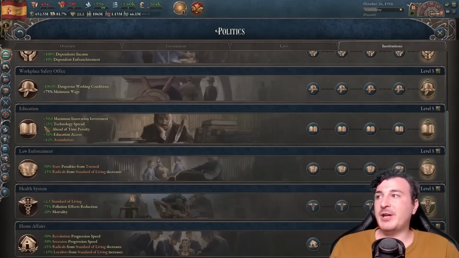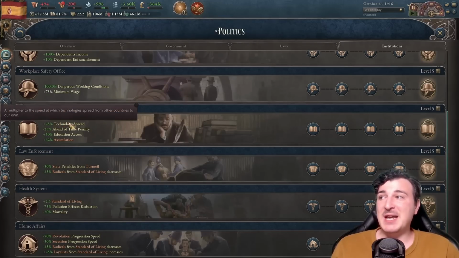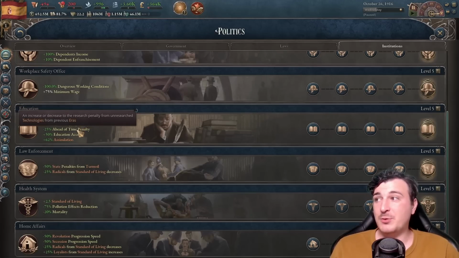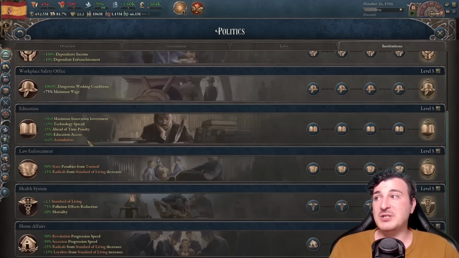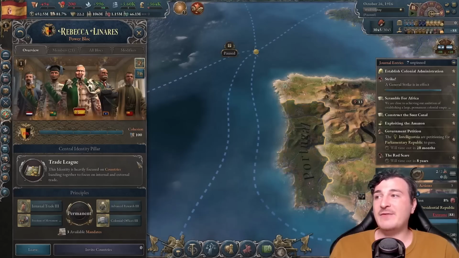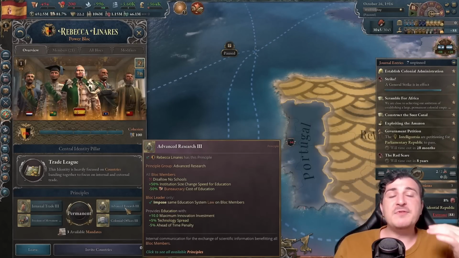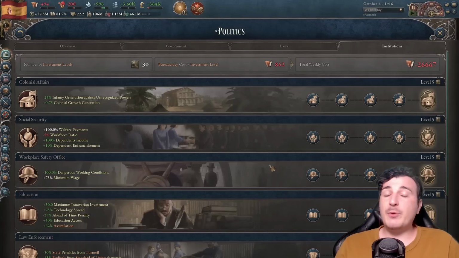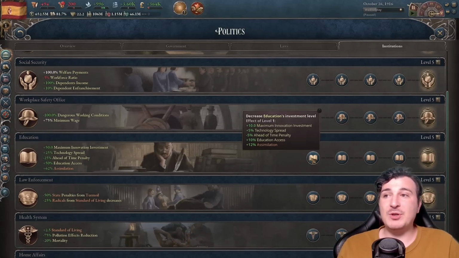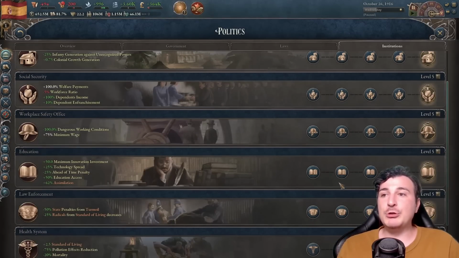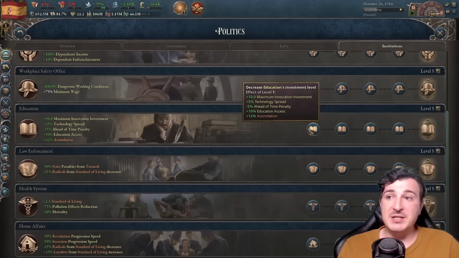I want you to take a close look at education here. We also get 50% maximum innovation investment, 25% in technology spread, and minus 25 ahead of time penalty for technology as well. Why is that? Well, that's because we have the power block with the advanced research principle. This improves our institution. So if we were to have this principle but our education was level 1, then we would only get a limited amount, only 10% max innovation investment, technology spread, and so on. If we get rid of this principle, then we also lose the institution bonuses, so keep that in mind.